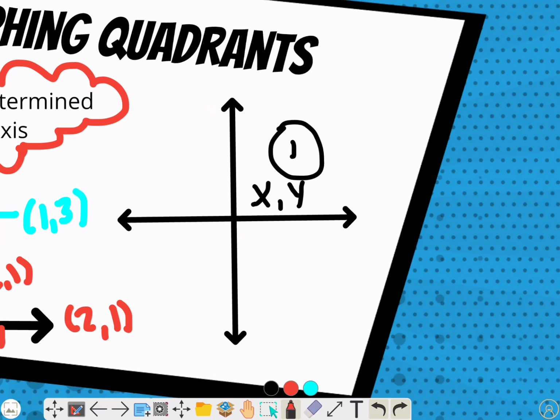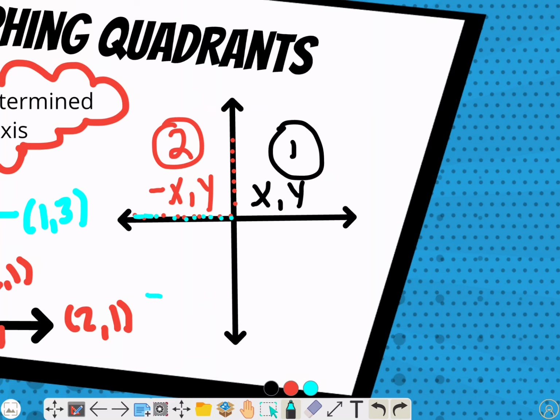But if you start moving backwards on this, and you have a negative x, but the numbers are going up, and you have a positive y, you are in coordinate number 2. Sometimes it's shown with the number 2, sometimes with Roman numeral II, but this is your second coordinate plane.